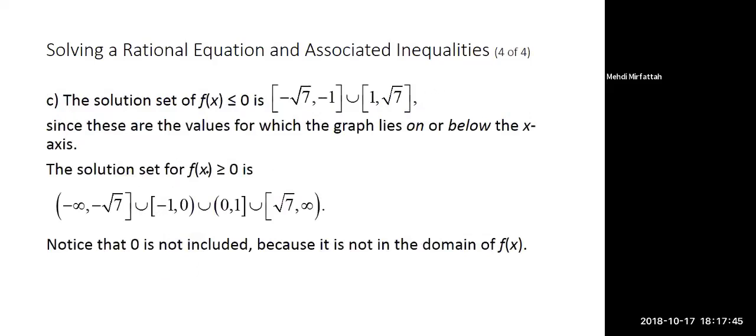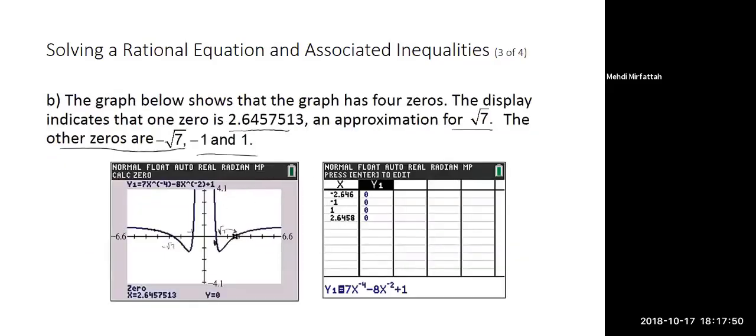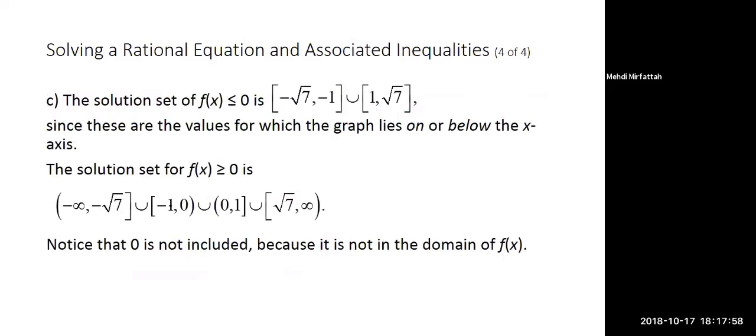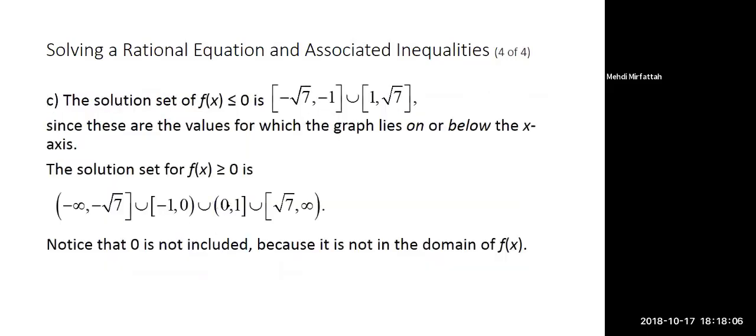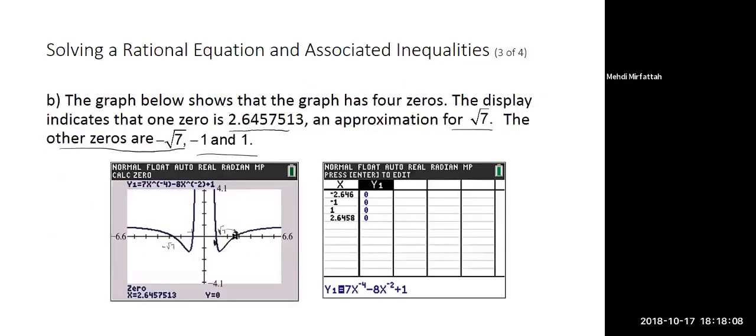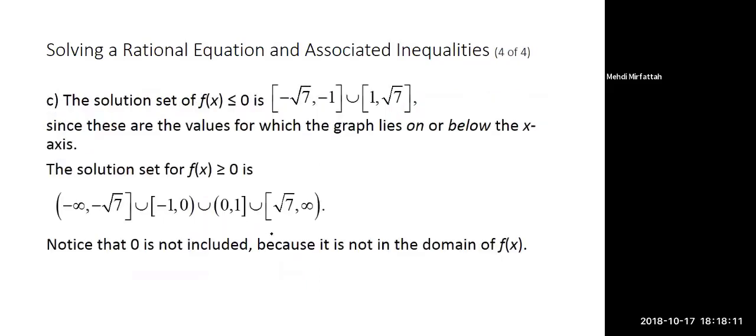When the graph would be above 0, when the function would be greater than 0, would be from negative infinity to minus radical 7, from negative 1 to 0, from 0 to 1, right there, and also from radical 7 to infinity would be the solution. You just have to look at the graph and see where the graph would be below 0 or above 0. That's how you can determine when f of x is greater or less than 0.